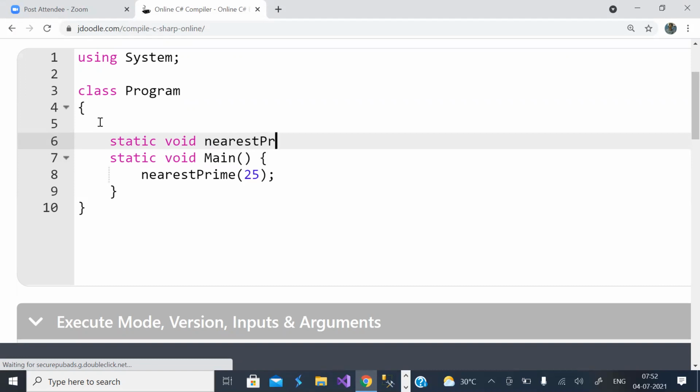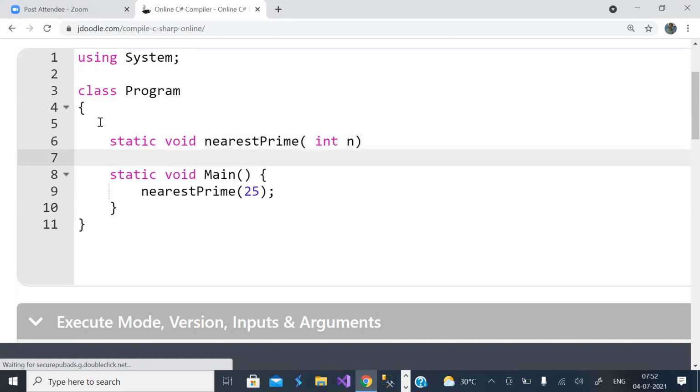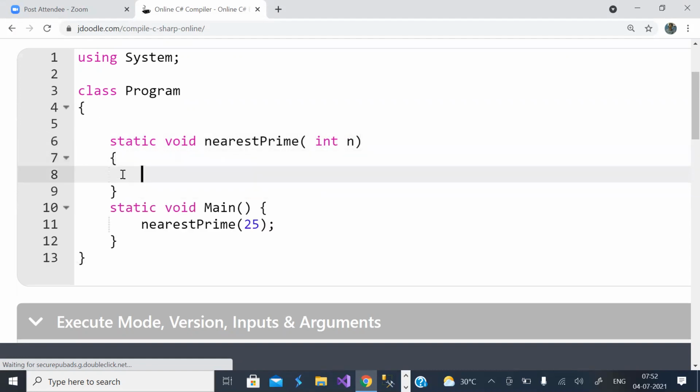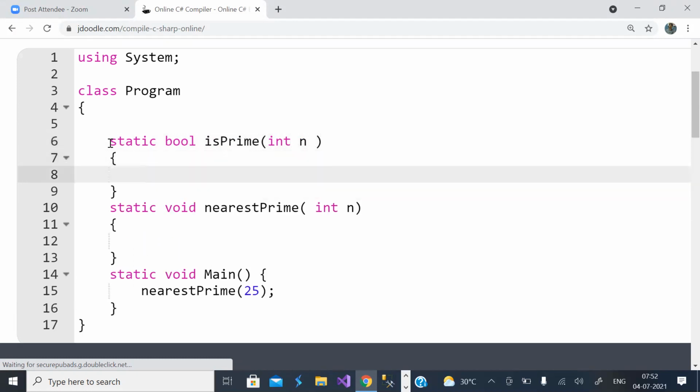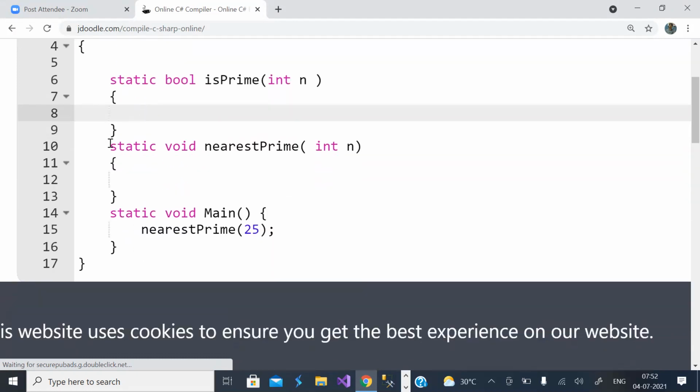Nearest prime takes that number whose nearest is required. Okay. There's one more function which tells whether a number is prime or not. Okay. So you need these two methods.